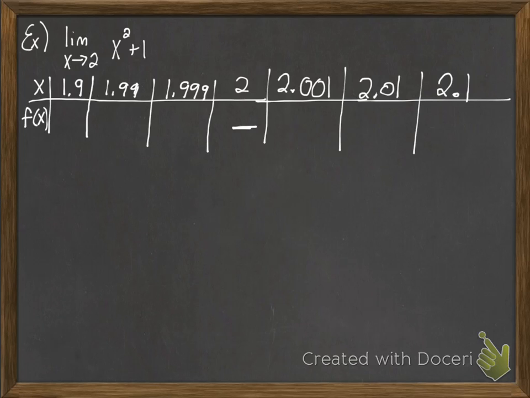At 1.9, don't you get 4.61? And at 2.1, you should get 5.41, I believe. Those two I can kind of do in my head, because I know what 1.9 squared and 2.1 squared are. The other ones, though, you're going to have to kind of help me out.